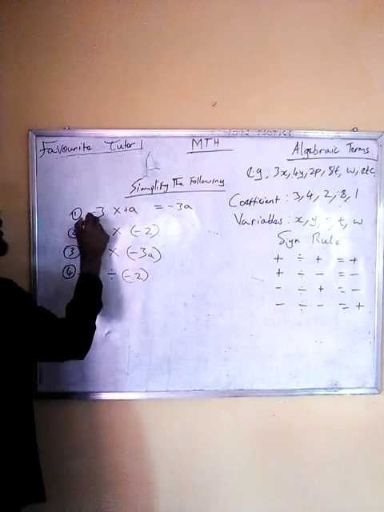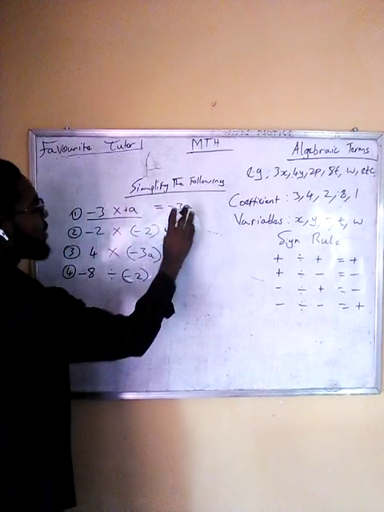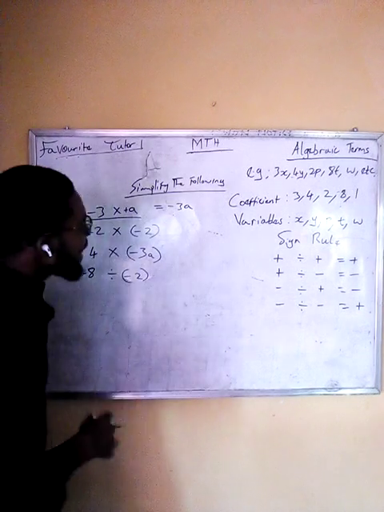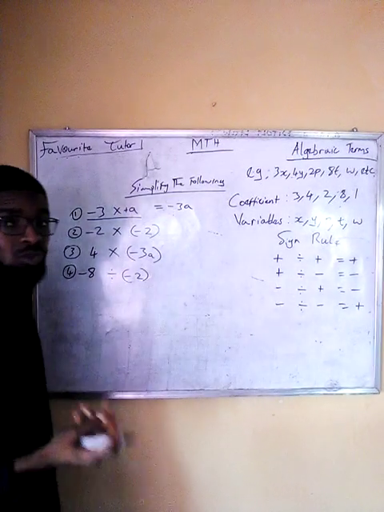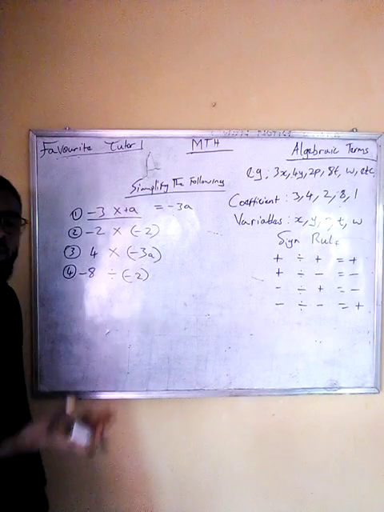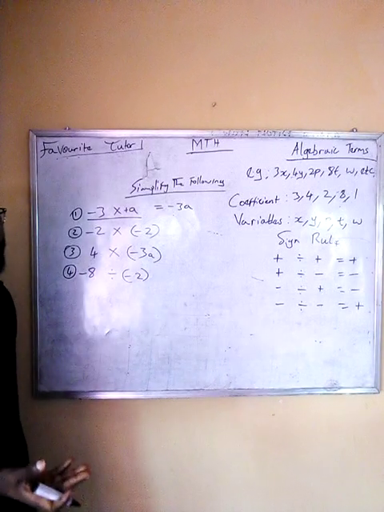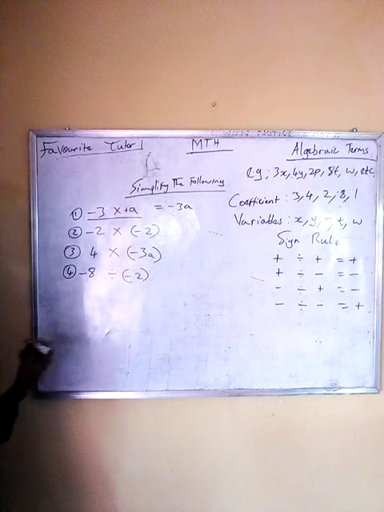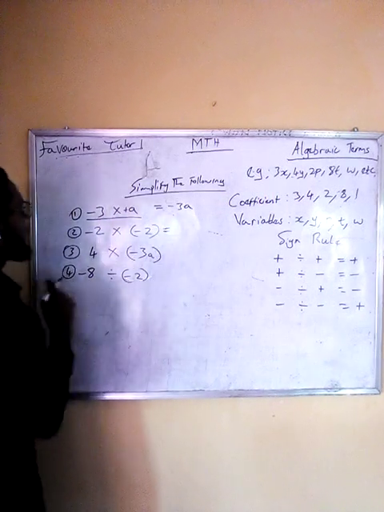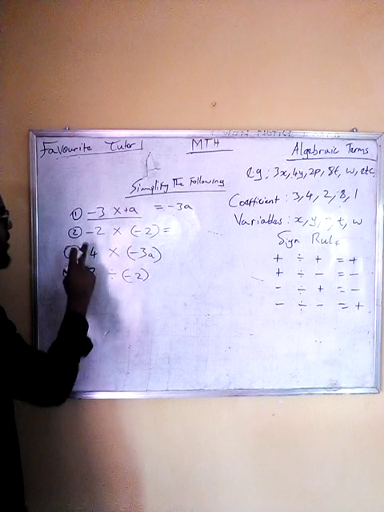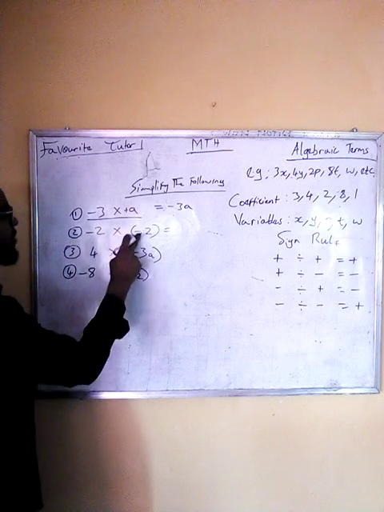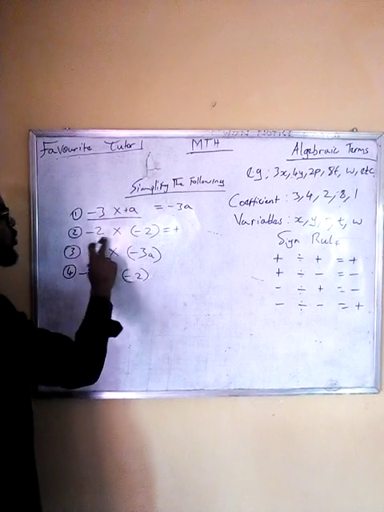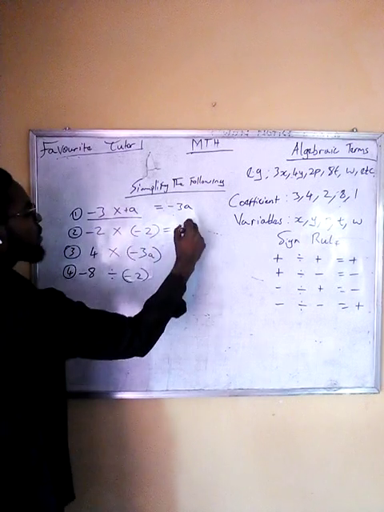So the simplification of this expression is this. The idea of simplifying is to make it look simple, to reduce it to its lowest form if possible. Now, for the next one, first of all we start with the sign. Minus times minus is plus. Then 2 times 2 is 4.